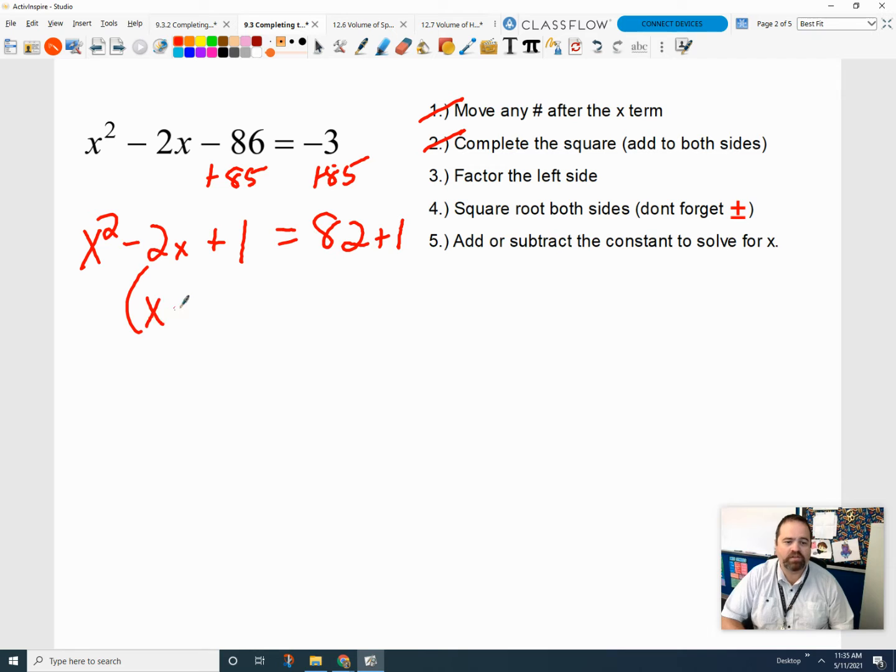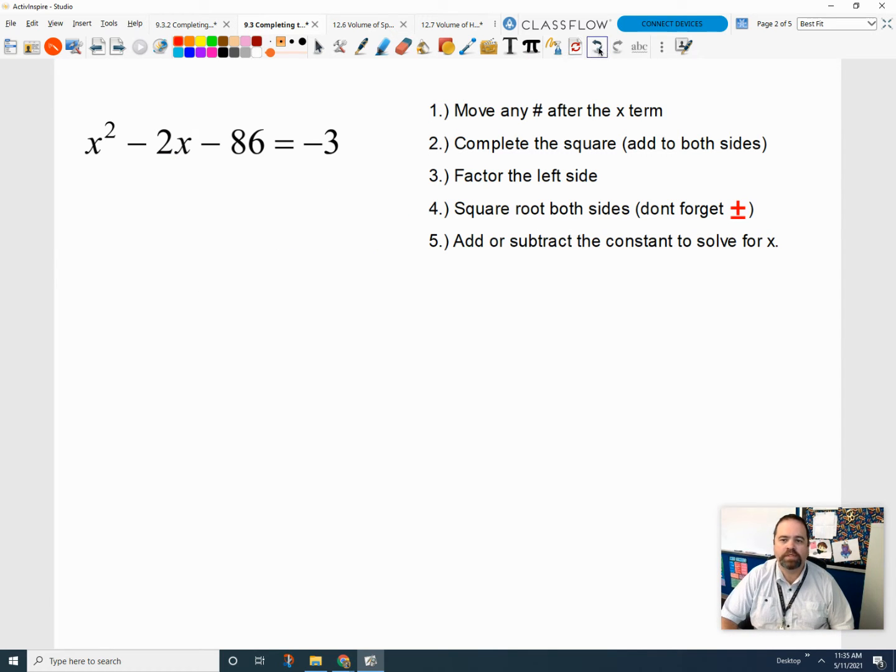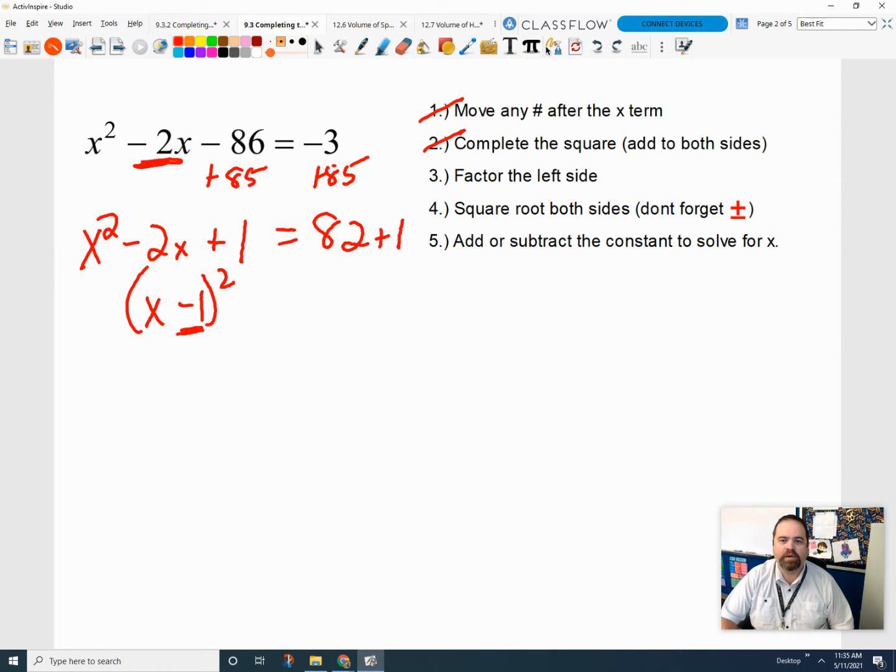This is going to factor into x minus 1 squared. This number here is always half of that middle number. Okay? You take half and you square it, so you never really write the number down until you factor it. But it is that number, that negative 1. There we go. All right. The right-hand side is just 83.